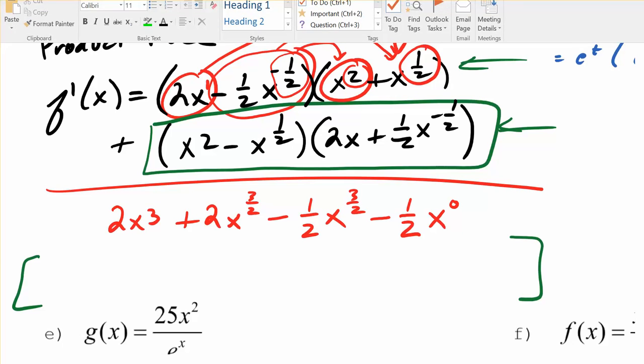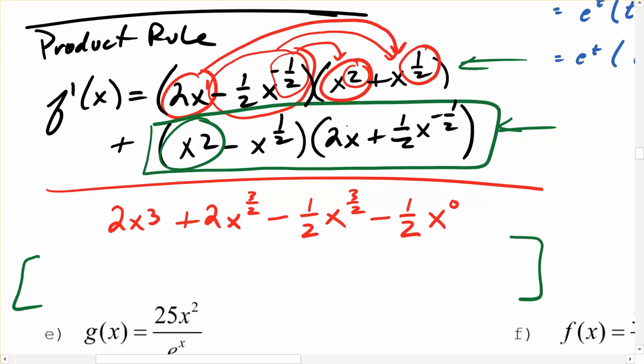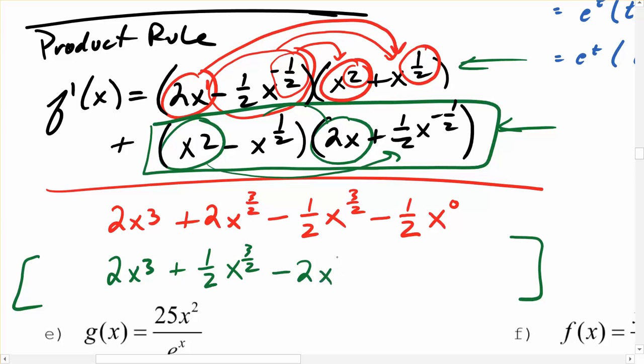Can someone tell me what's the first term going to be? This and 2x. So you're going to get what? 2x cubed. That's those two. And then you do this times that one. What's that one going to be? 1/2 x to the 3/2. And then the middle two. What are the middle two? Minus 2x to the what? 3/2. And then what's the last term going to be? Minus 1/2 x to the 0.